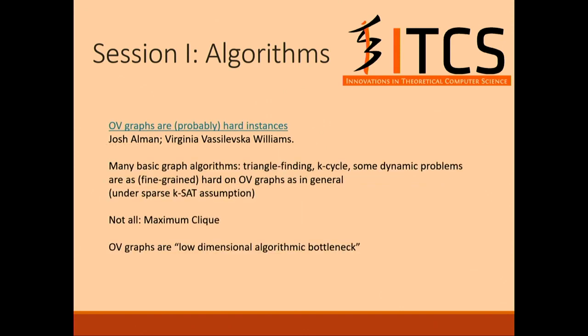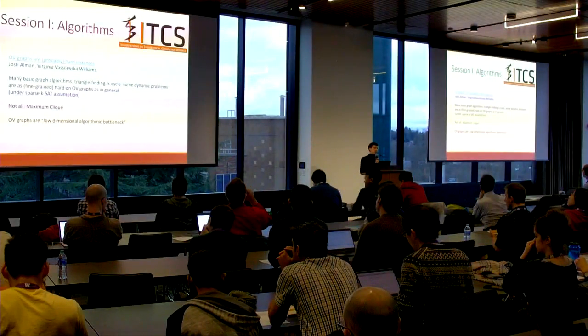We're going to start with a paper by Alman and Williams on fine-grained complexity. What they do is show that for many simple graph algorithms, but not all, such as finding triangles or more generally k-cycles for k bigger than 3, the fine-grained complexity of these problems reduces to their fine-grained complexity on a special family of graphs called orthogonal vector graphs that have some kind of interesting low-dimensional structure. So Josh is going to tell us about that result.